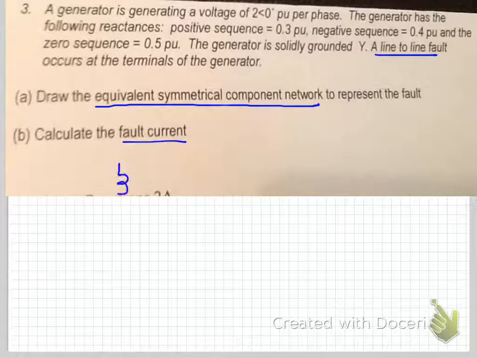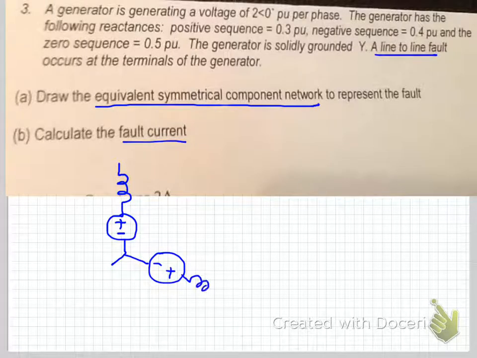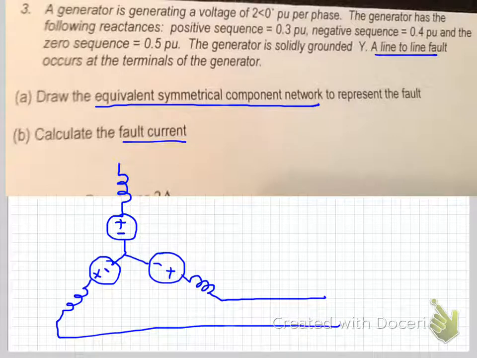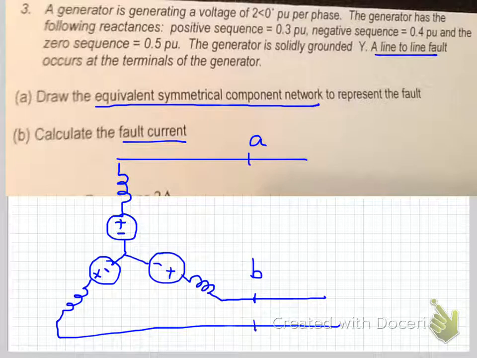So we have a generator. Now let's say we mark the three phases, three lines A, B, and C. So this is a line-to-line fault. Let's say the fault is here between lines B and C. So the fault current is right here, right? And if we mark the rest of the currents, IB is here and IC is here, all right?